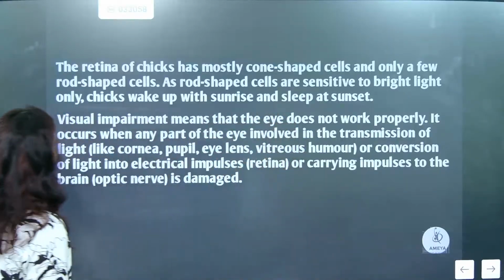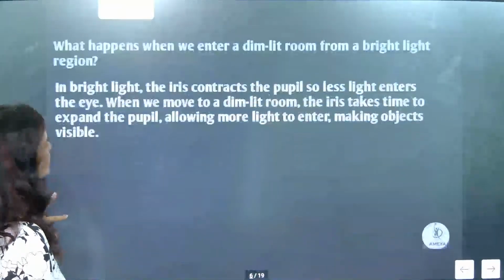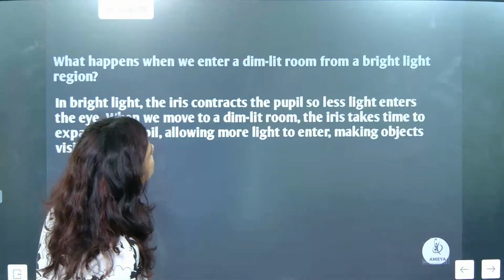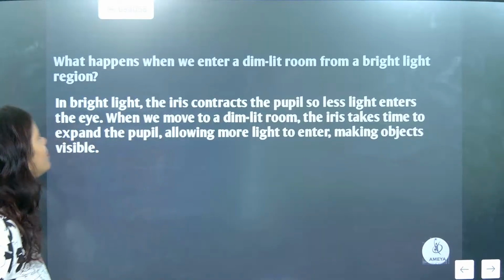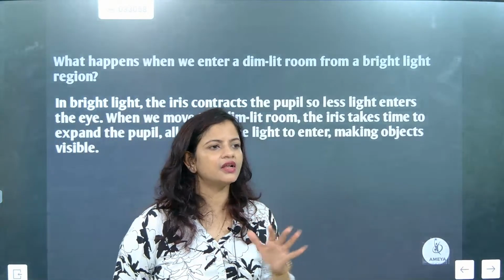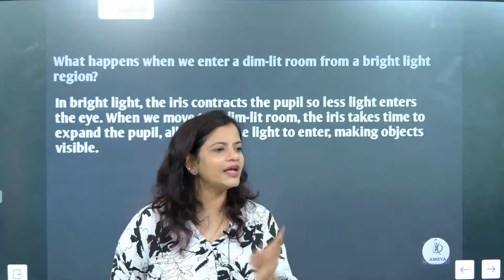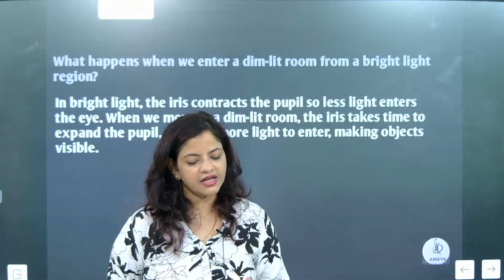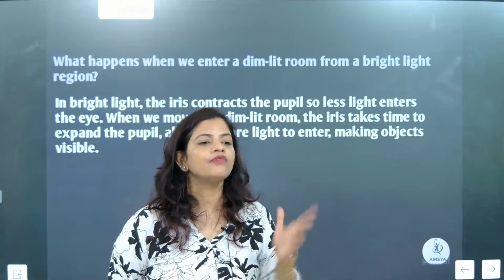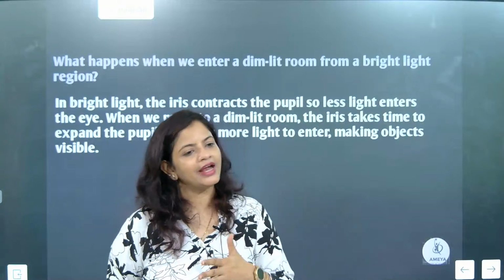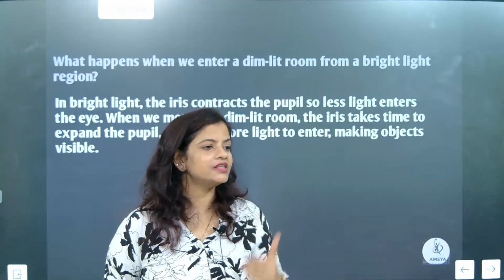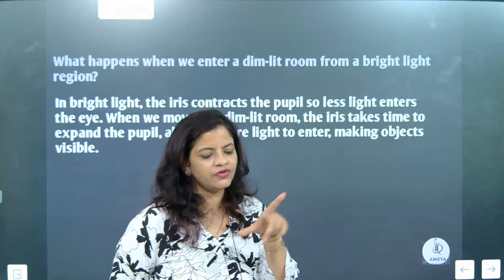So in the next class, we are going to study what happens when we enter a dim light room from a bright light room. Till now we have discussed most of the content. We were just talking about iris and pupil. Now we will take examples to understand what all things happen when you are entering from a dim room to a bright room, and how the iris and pupil size and shape will change.